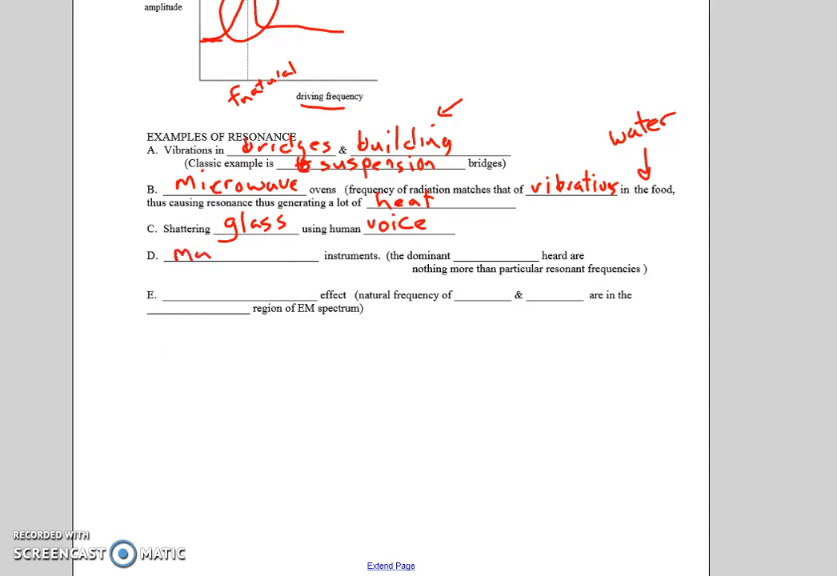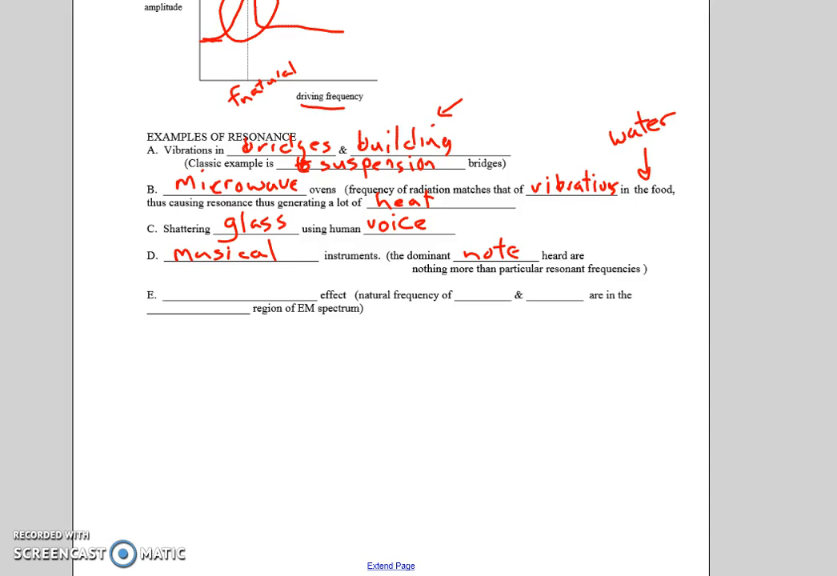Musical instruments, huge. Okay, the dominant note heard is nothing more than a particular resonant frequency. In other words, anytime you pluck a string on a guitar, play a note on a trumpet, or hit a xylophone bar, the note you hear is an amplification of a particular frequency, and that's what we call the note. We'll have much more to say about that.